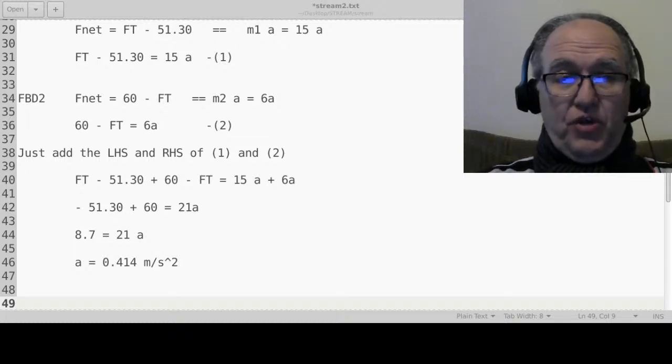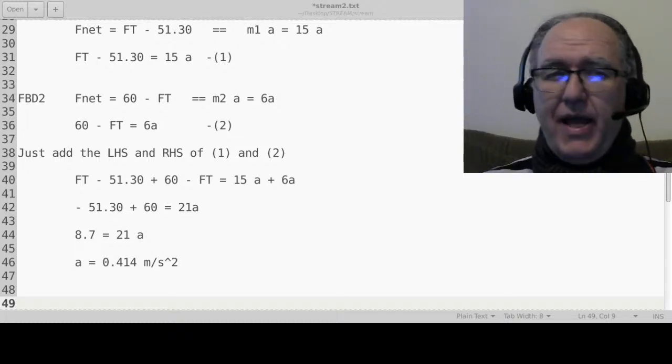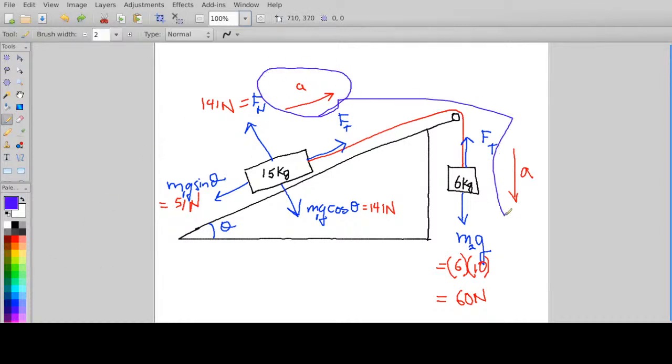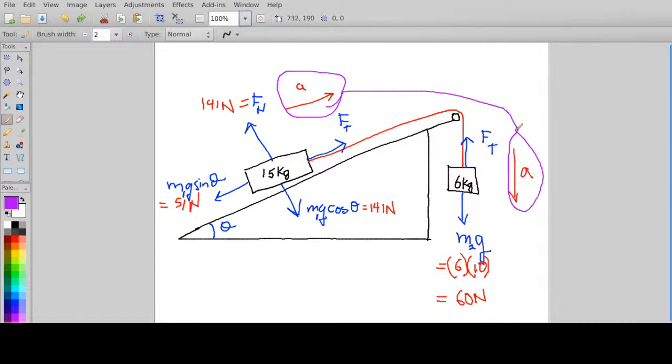What is the acceleration? It came out positive, and that means that if we go back to the diagram here, see how we chose a up like this? We chose a up, and then to be consistent, this a had to be down. Let me do that in purple so you can see it better. The a there up matches the a down. That direction was a guess, but it turned out to be the correct guess, and that's why a came out positive.